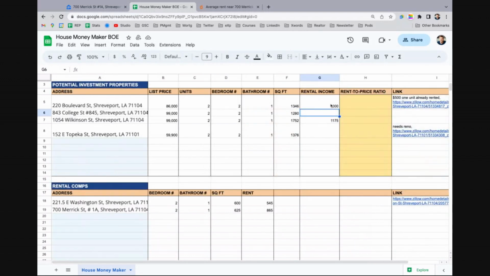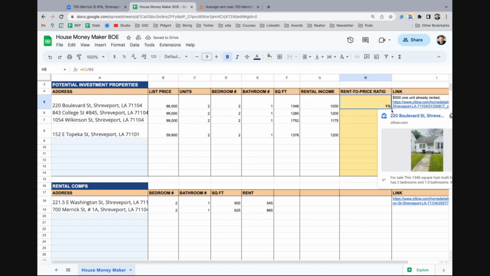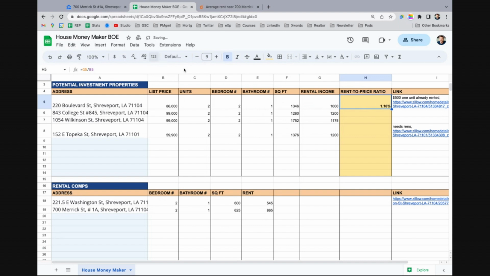The fact that this is 1,000, there's probably some room to grow. So let's maybe just say 1,200 in rental income here, 1,200 in rental income there. Now that's when we sort of look into the rent to price ratio. Let's just create the formula here. Rent divided by list price. So here we go. It's 1%, but what I want to do is at least look at 2 decimals here.